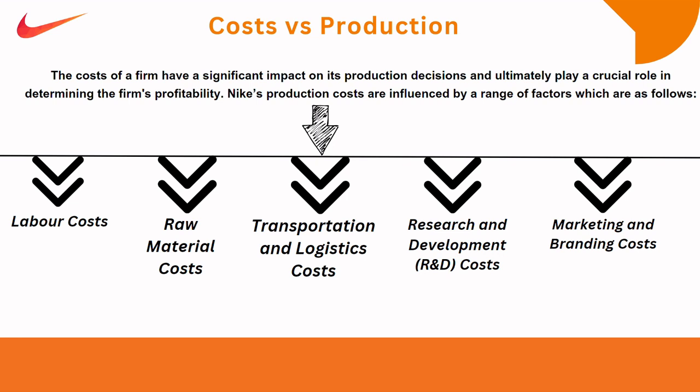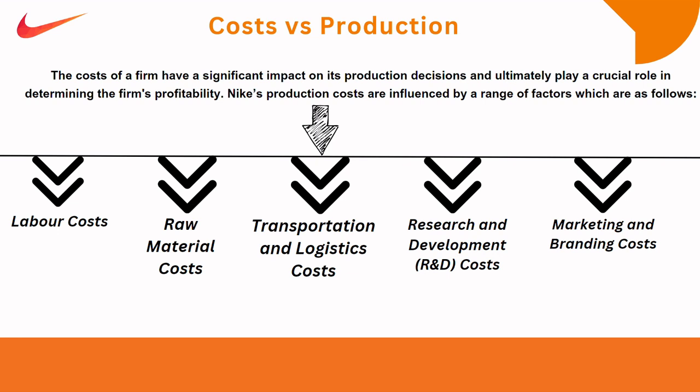Labor costs. Labor is the major cost component in Nike's production. The company outsources the majority of its manufacturing to countries with lower labor costs, especially Asia. This keeps the production cost down. Labor costs can be affected by wage increases and change in labor laws in the manufacturing countries.